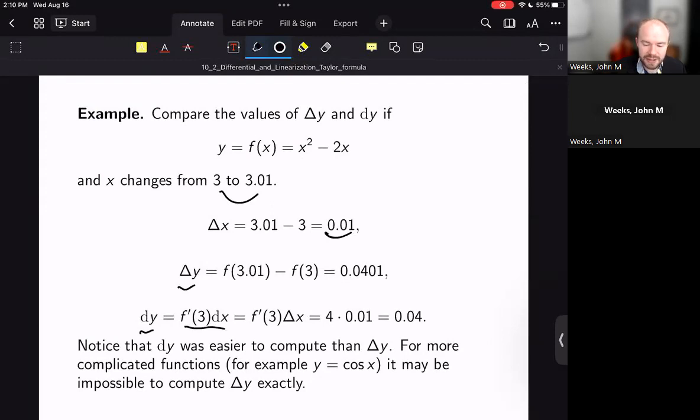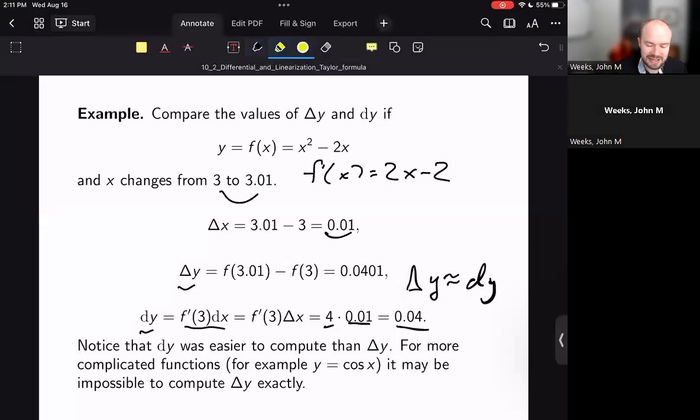Well, f prime of 3, I know that this derivative is going to be 2x minus 2. So plugging in 3 for that, I'm just going to get 4. Times the change in x is just going to give me 0.04. So indeed, delta y and dy are very close to each other. The changes between these two things are meant to be very close.